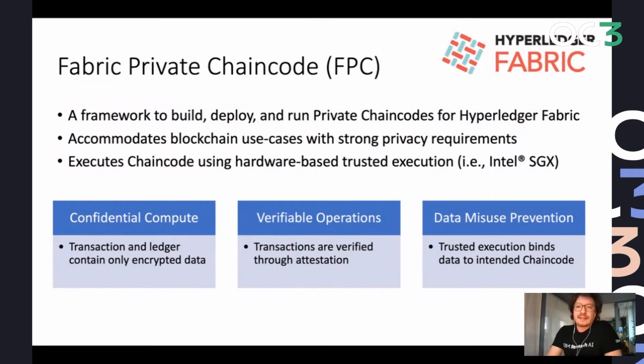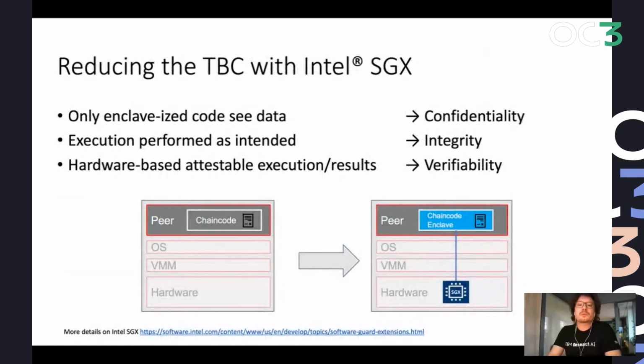So let's have a look at what we get in this case from using hardware-based trusted execution. Essentially, with the help of Intel SGX in our case, we're reducing the TCB dramatically. With a normal Fabric peer, the assumption is, okay, if I execute my chaincode on a peer, I need to trust, of course, the chaincode, but also the peer, the operating system, the hypervisor, the hardware, the administrator of the peer, even maybe the entire cloud company where this peer is hosted.